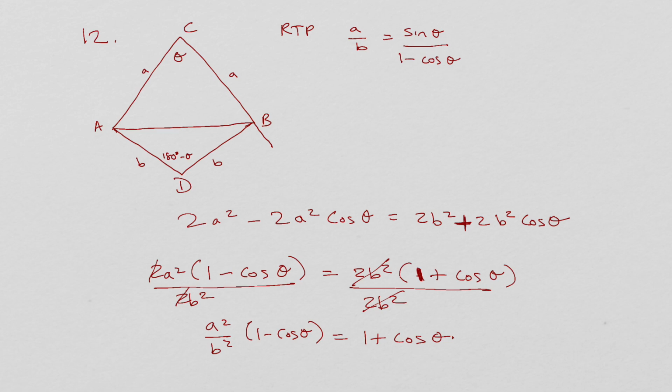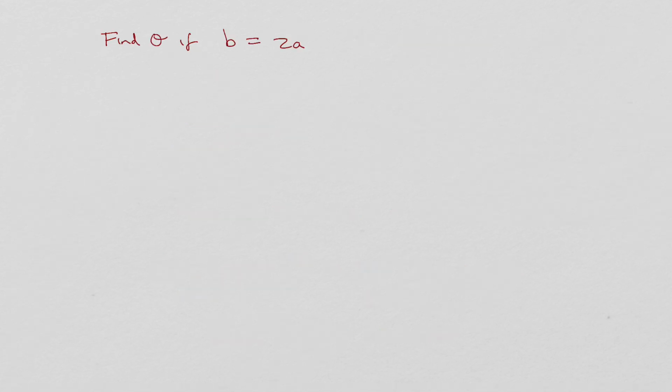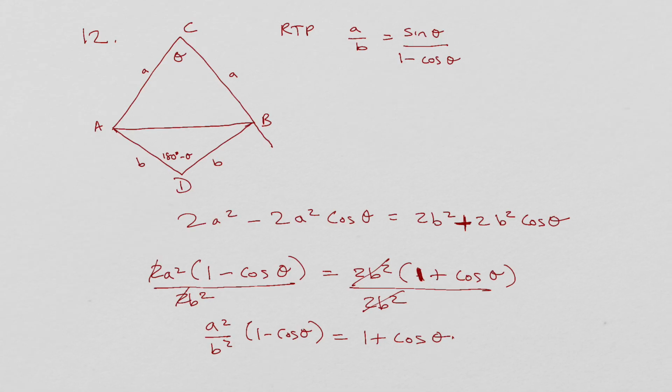So again, we can now divide both sides by 1 minus cosine theta so that we have a squared and b squared by themselves. And since we want a over b, that's obvious that we're going to go there. So I'm going to come back and do that later. I need more space. So I've got a squared over b squared, and then I've divided both sides by 1 minus cosine theta. So I've got 1 plus cosine theta over 1 minus cosine theta.